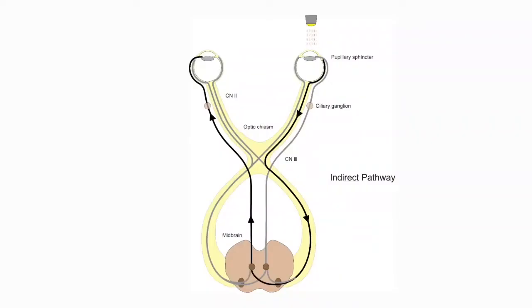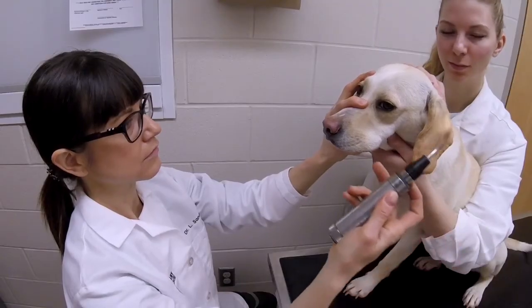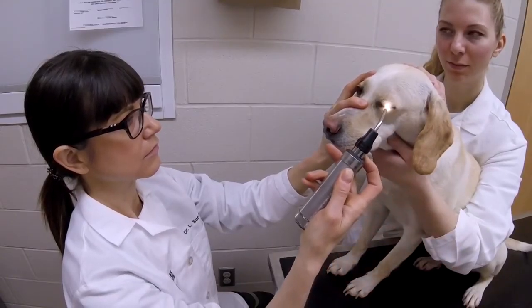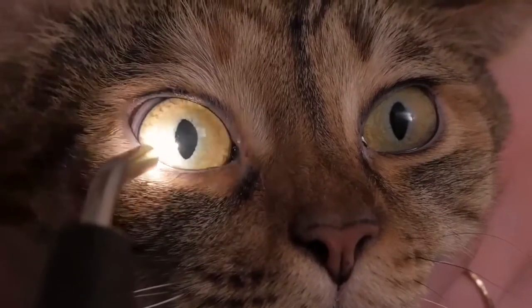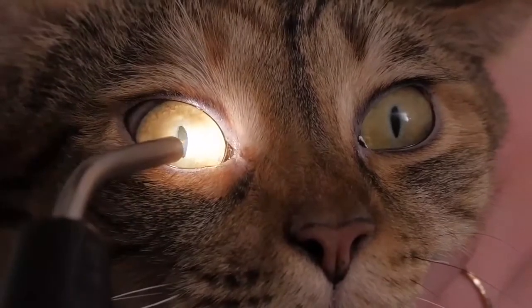The consensual pupillary light reflex is also known as the indirect pupillary light reflex and is evaluated when the examiner shines a focal bright light source into one eye while observing the reaction of the contralateral pupil. The normal response is pupillary constriction in the contralateral eye.